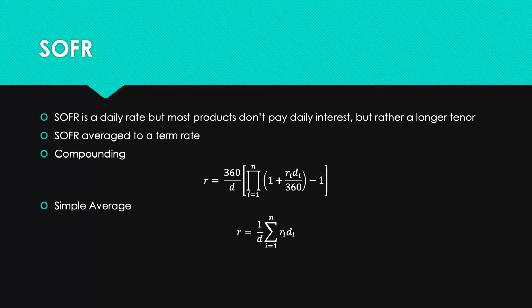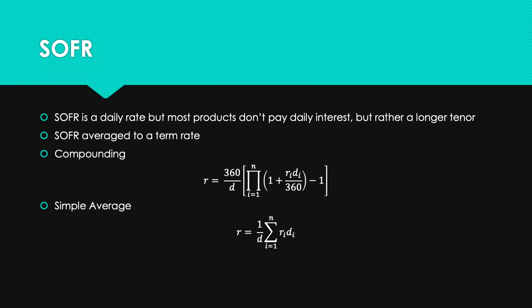Or I can just do a simple average, so just average the daily SOFRs. In this case, the little d's are the number of days it applies for. So a rate setting on Friday will apply for 3 days over the weekend. A rate setting on Monday only applies for 1 day.